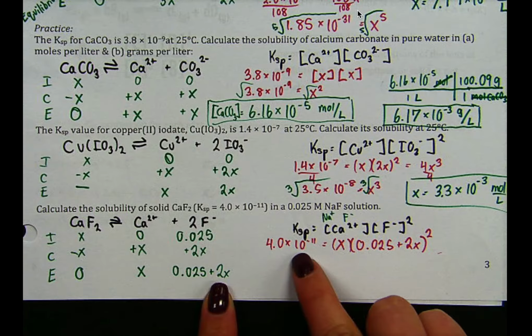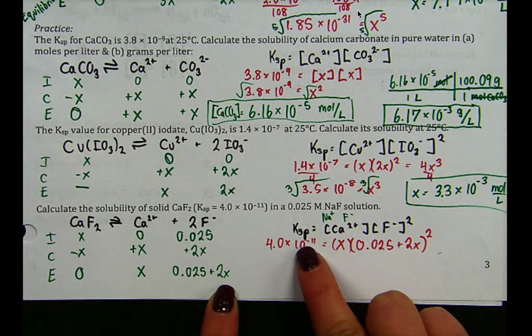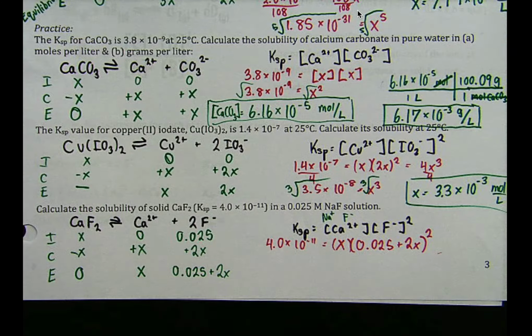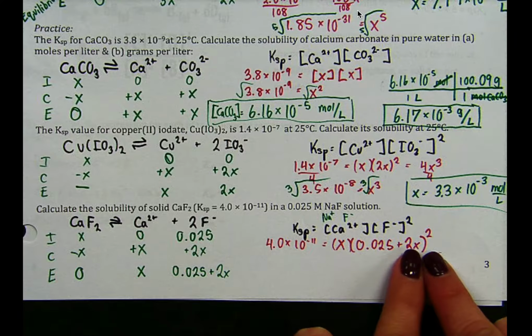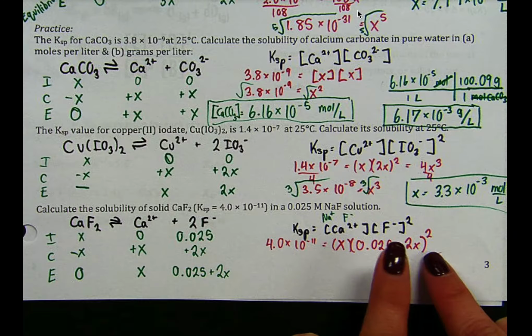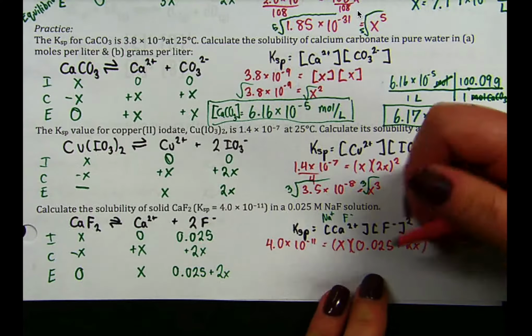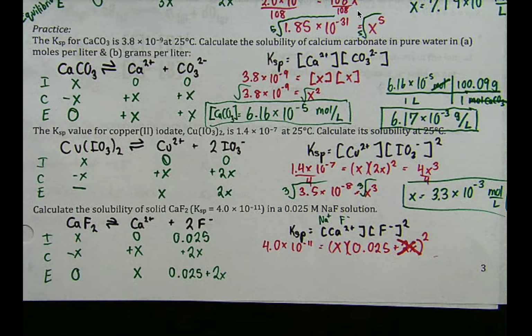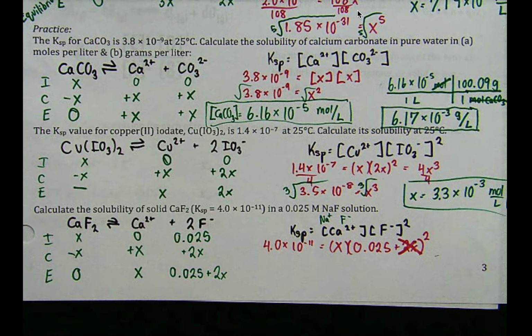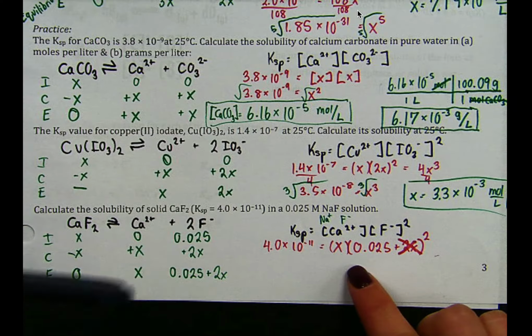Ksp is super, super small. That means x is going to be super, super small. Like 10 to the negative 11, that's 0.0000000, 10 zeros before you get to the 4. That is going to make such a small difference compared to 0.025, such a small difference that we can ignore it and it really won't change our values, because it's going to be so small comparatively. Now, it makes our problem a lot easier for us to solve.